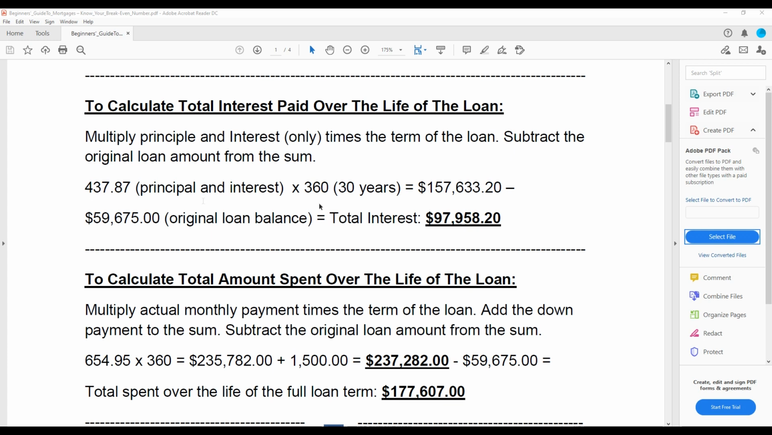So to do that calculation, you're looking at $437.87, which is the principal and interest only, times 360. And remember, we shared that 360 is 30 years in months. That comes out to be $157,633.20. We subtract that from the original loan balance of $59,675, which gives us a total interest that will be paid over 30 years of $97,958.20. That's $97,958.20 in interest paid over the life of the loan.